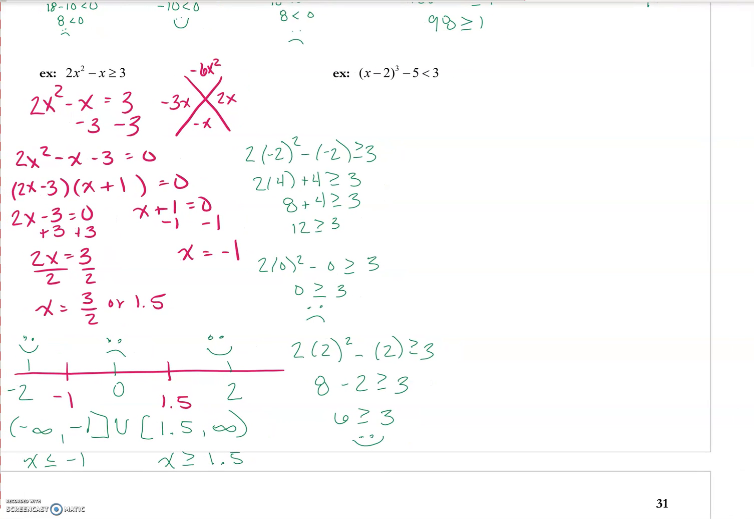Then finally, for our last example on this first page, we have a cubic. Cubics, remember, are one-to-one, so we do not have to test inequalities on a number line. We just have to solve this using inverse operations. So I'm not even going to make a related equation. I'm just going to start by using inverse operations and adding 5 to both sides.